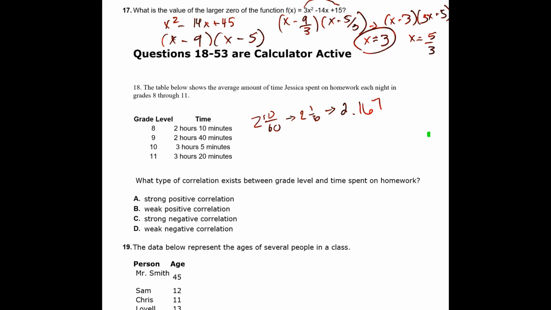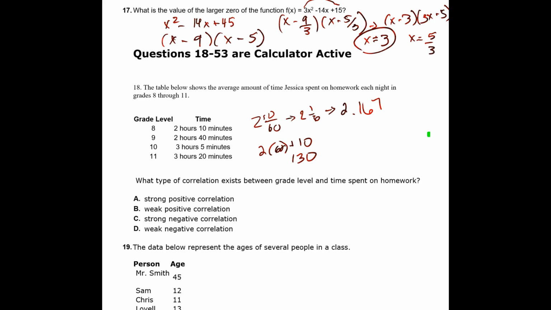Y'all can do that, or you can turn these into nothing but minutes. So you can say 2 times 60 plus 10. 2 times 60 is 120, plus 10 is 130. So you can say, hey, 130 minutes. Put them all in as 130 minutes. Put them in your calculator.